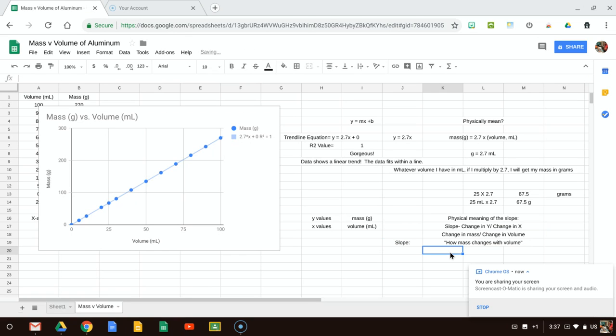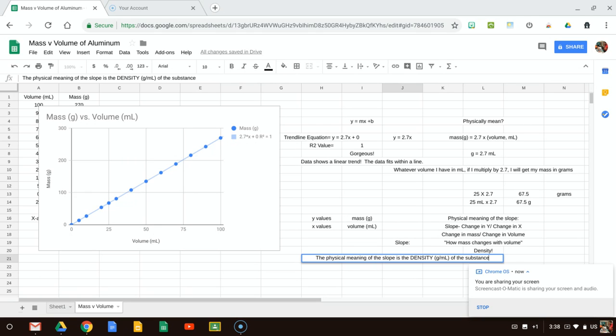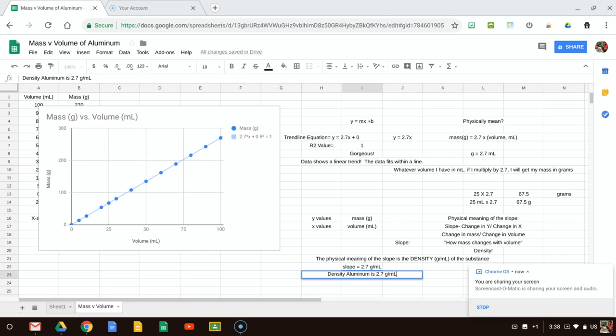And we actually have a specific word for this. How mass changes with volume, we're going to call that density. So the physical meaning of the slope is the density in grams per milliliter of the substance. Okay, so this slope is 2.7. That means that the slope is equal to 2.7 grams per milliliter, and that means that the density of aluminum is 2.7 grams per milliliter.